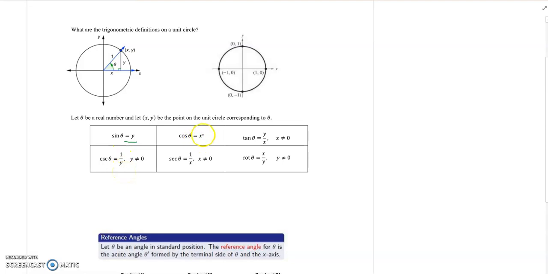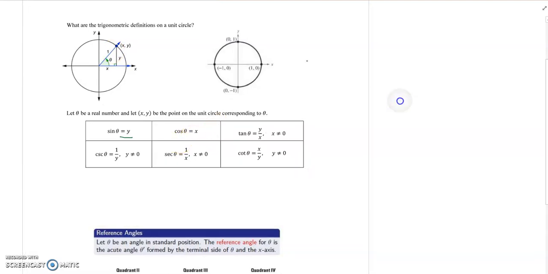Cosine of theta we know is x over r. Well, r is just 1, so cosine of theta is just x over 1, or just x. The secant, which is the reciprocal of cosine, is just 1 over x. And then tangent, because tangent and cotangent are unrelated to the radius, whether you have it on the unit circle or any size circle, is always y over x. And cotangent of theta is always x over y.